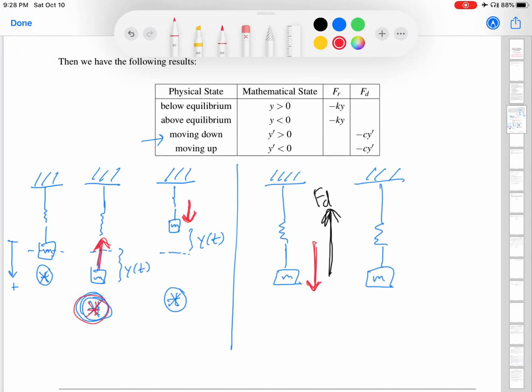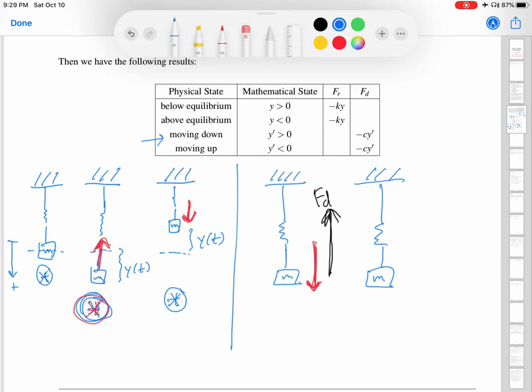The y values, which are positive going down, because the mass is moving down, the y values are increasing. And we know mathematically that an increasing function has a positive derivative, right? So that explains why y prime is positive here.